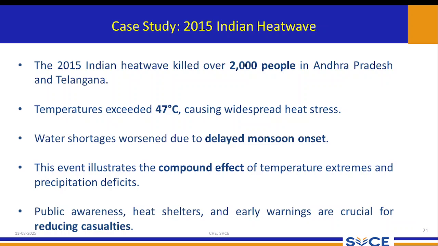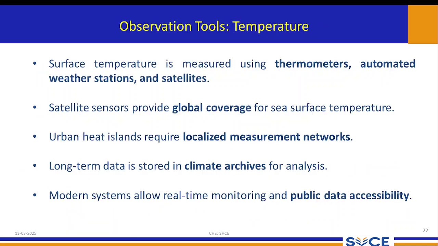This even illustrates the compound effect of temperature extremes and precipitation deficits. Public awareness, heat shelters, and early warnings are crucial for reducing casualties. Observation tools, temperature. Surface temperature is measured using thermometers, automated weather stations, and satellites. Okay, so surface temperature is measured by the thermometer, automated weather stations, as well as the satellite.